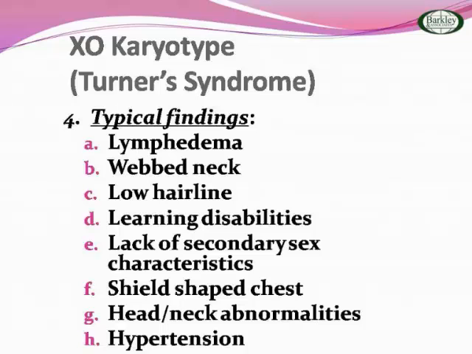They also have low hairline, learning disabilities, secondary sexual characteristics, shield-shaped chest. That means widely spaced nipples. And in the future, I'm going to talk a little bit more about Turner syndrome. Head and neck abnormalities, like different types of tracheoesophageal anomalies where they have connections between them. Hypertension. Can anybody tell me what's the most common type of congenital heart defect for a child with Turner syndrome? Do you know? Coarctation of the aorta. Anytime you think of hypertension, think about something that is obstructed. And so coarctation of the aorta is common.